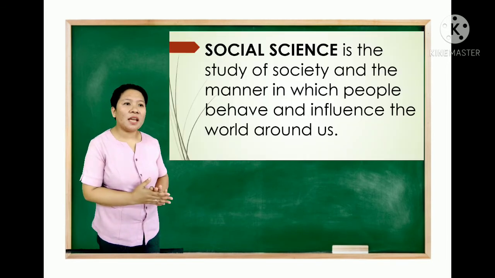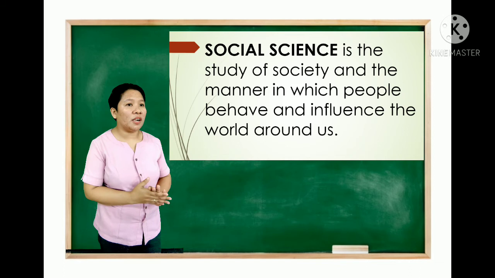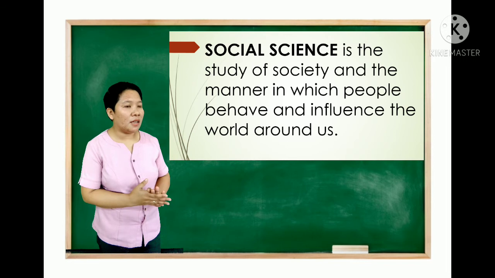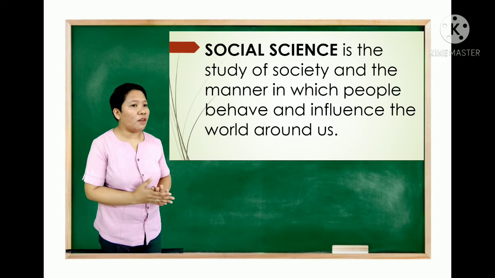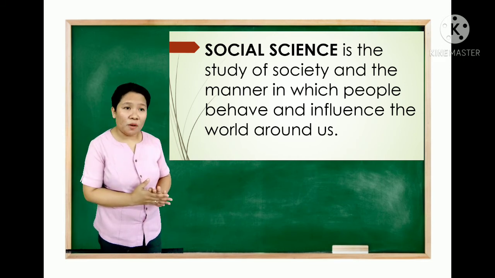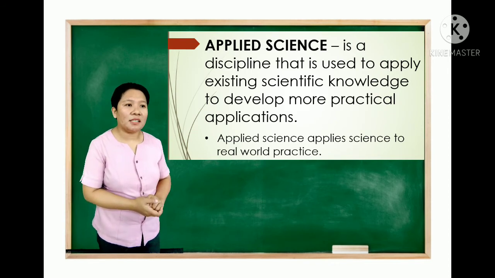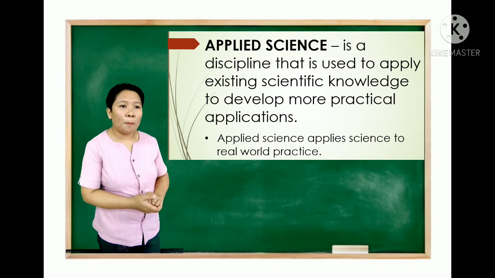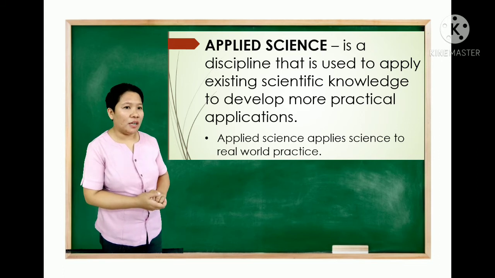Social science is the study of society and the manner in which people behave and influence the world around us. It tells us about the world beyond our immediate experience and can help explain how our society works, from the causes of unemployment or what helps economic growth, to how and why people vote, or what makes people happy. Applied science is a discipline that is used to apply existing scientific knowledge to develop more practical applications. For example, technology or inventions.